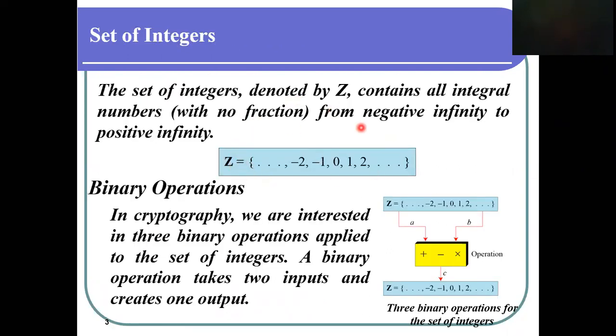Dear student, if you look over here, this is the set of integers that consists of positive and negative numbers and one neutral element, 0. And these are three binary operations. If you take any two elements from this set of integers and operate between them with any of these binary operations, you will get another element, c, which also belongs to Z, the set of integers.